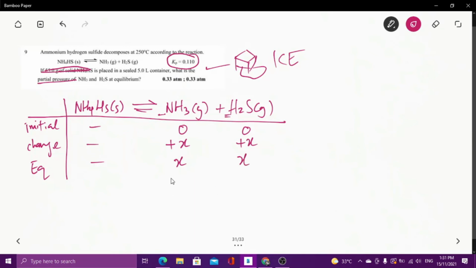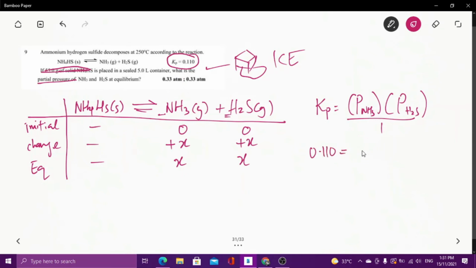Okay, so sekarang ni kita punya matlamat is to find the value of X. Daripada mana? Daripada Kp. Because to calculate Kp, we will use the partial pressure of the product. Okay, so partial pressure of NH3 at equilibrium, jadi value of X itulah yang kita akan guna, times the partial pressure of H2S at equilibrium. Bahagi dengan, kalau tak kita ada NH4HS, tapi dia just bahagi 1 sebenarnya. Okay, we already have the value of Kp 0.110.